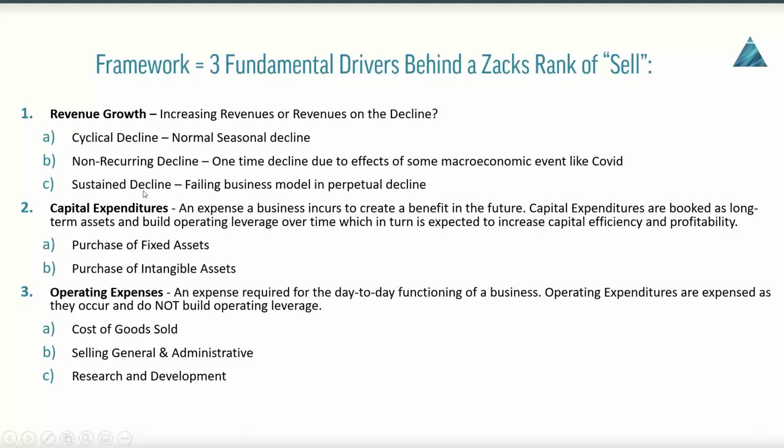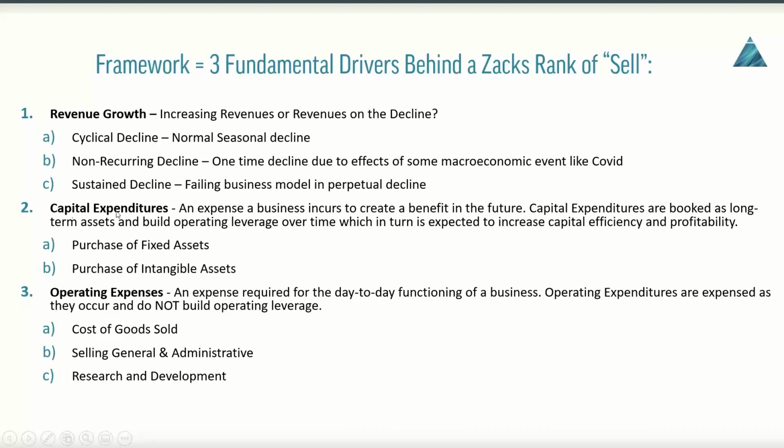Or we need to determine if this is a sustained decline, right? Failing business model and perpetual decline. I've got many stocks that I've taken out of the earnings certain portfolio because they've decided to just wake up one morning and actually change their business model, and their revenues then fall into this sort of perpetual decline. So this is one of the companies, Stericycle, that I tend to mention on a regular basis, fell victim of that a couple of years ago, but there's been many others. So these are the fundamental drivers and the framework that we use as long-term investors to determine what to do with these stocks when we see they have a sell rating.